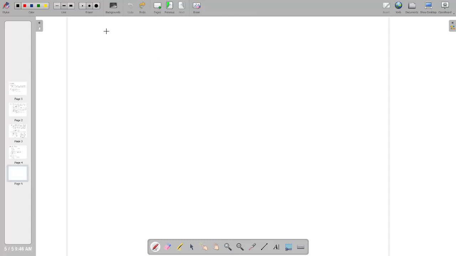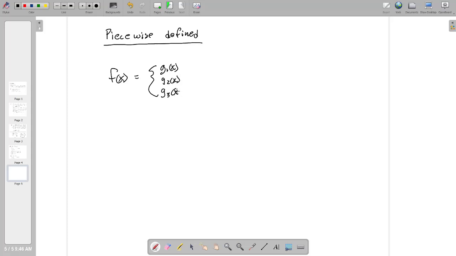We're going to get into another type of function here, a piecewise defined function. Now, piecewise defined functions are a bit tricky. Whenever we have a piecewise defined function, we're going to give multiple parts to the function. So you'll have f of x as a function is equal to maybe g1 of x here, g2 of x, g3 of x, and so on. And this could go on for as many as we need.